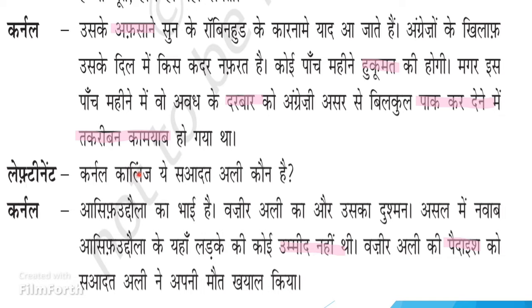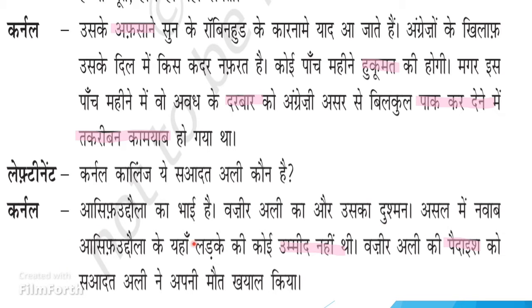Lieutenant, Colonel Kartus, ये सआदत अली कौन है? Now Colonel, who is this Saadat Ali? Lieutenant is asking Colonel Kartus about Saadat Ali. Colonel, आसिफ उदौला का भाई है. He is the brother of the person called आसिफ उदौला. वजीर अली का और उसका दुश्मन, and he is the enemy of not only Wazir Ali, of even Asif Udawla, even though he is his brother. And now they are telling the reason why he is the enemy of both Wazir Ali and Asif Udawla.